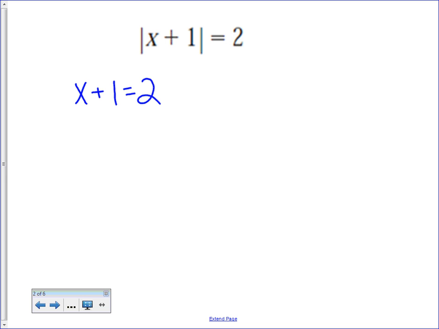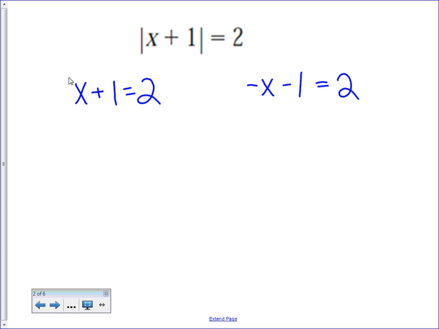Then we're also going to do the opposite, go in the other direction, and we are going to change the sign of all the terms inside our absolute value bars. So instead of a positive x, we're going to solve for a negative x. Instead of adding 1, we're going to subtract 1, and it's still going to equal 2. We're going to solve both these equations and come up with our two answers.